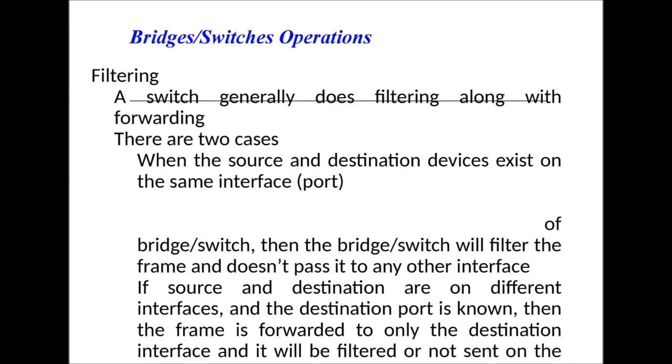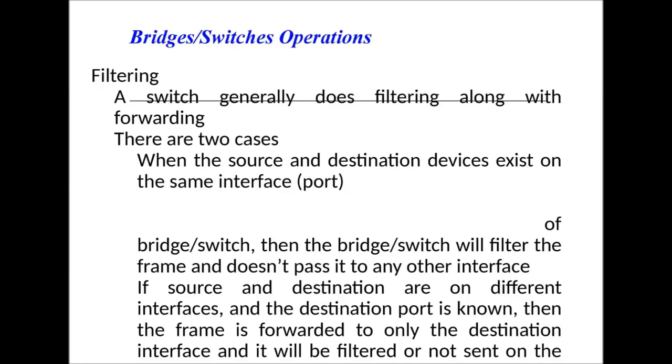Filtering. So dear students, the next important operation of a bridge or switch is filtering. A switch generally does filtering along with forwarding. We have discussed forwarding in detail, and what was forwarding? Forwarding is to forward a frame to its intended destination. When the switch receives a frame, that frame will be forwarded on the basis of the physical or MAC address.